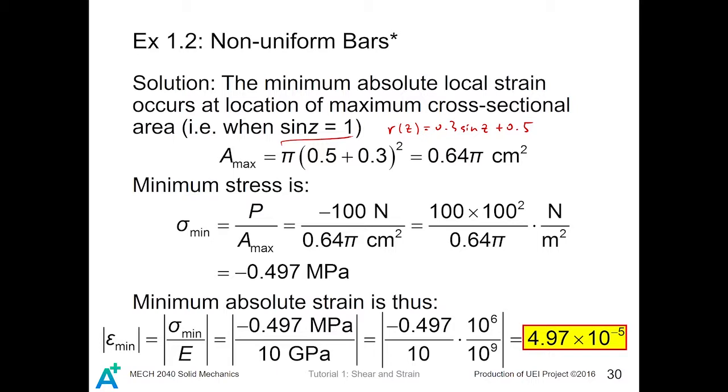Consequently, the minimum absolute strain is given by the stress divided by the Young's modulus, and then we take the absolute value. Then the result will become 4.97 times 10 to the power minus 5.